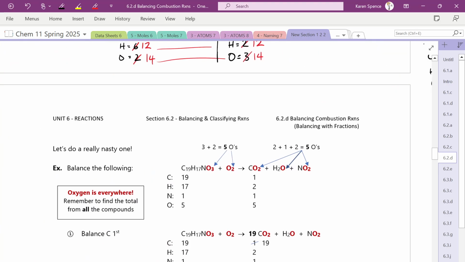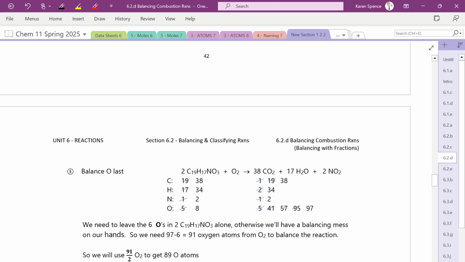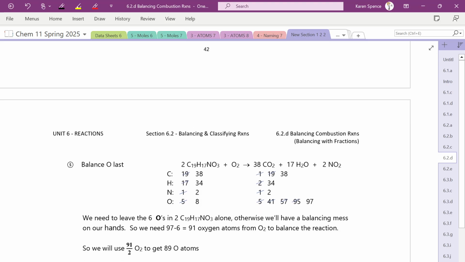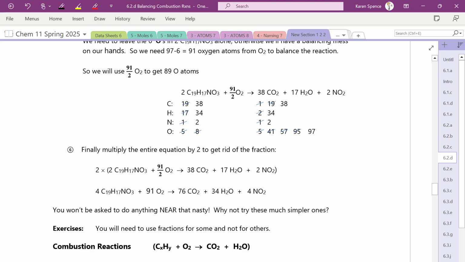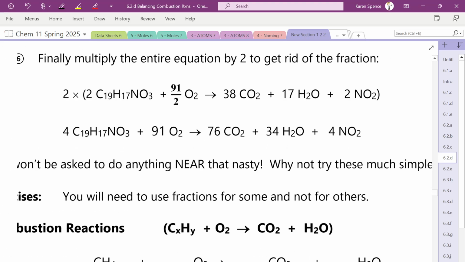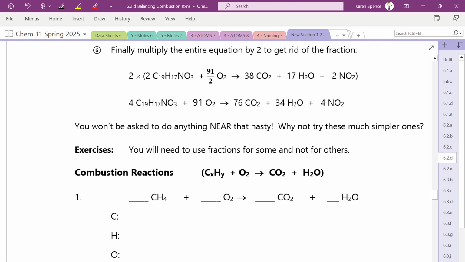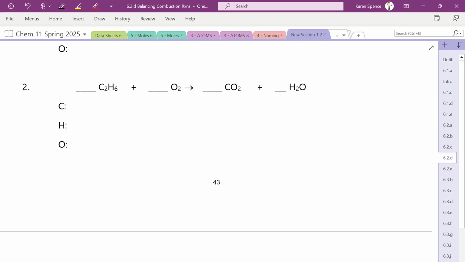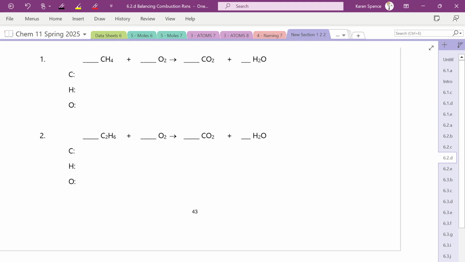We're not going to do the big bad reaction because it takes a long time and I don't think it's worthwhile. If you're ever interested, you can look at it. It is possible, and you can end up with numbers that are 4, 91, 76, 34, and 4. Super exciting, but you guys are going to work on pages 43 to 45. Okay?